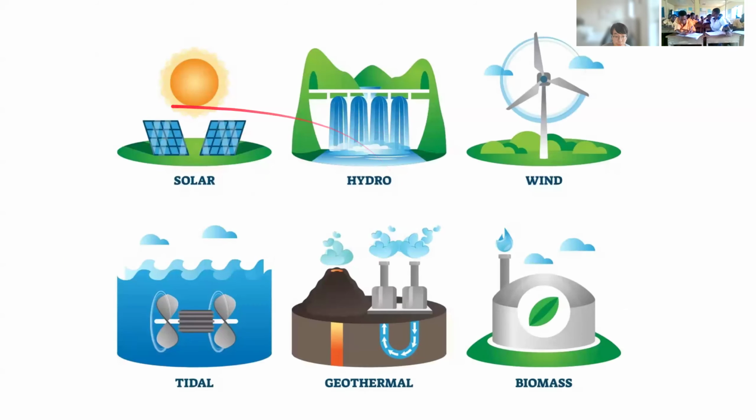So again, here are some examples. Solar from the sun, hydro from the water flow, wind from the wind flow by using a wind turbine, tidal, which actually uses the tides, the waves that are dependent on the moon. Geothermal uses the energy from the ground, the heat that is conserved in the ground, and biomass also uses crops and waste materials for recycling. All of these are renewable energy.